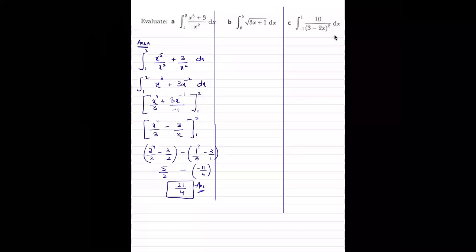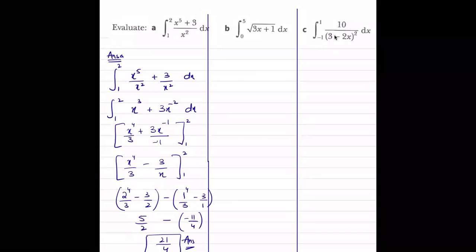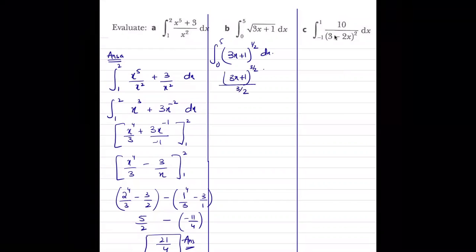Okay, so for the second part, we are going to first write our function as 3x plus 1 to the power of half, and then integrate this bracket. So that is going to be 3x plus 1 to the power of 3 upon 2 divided by 3 upon 2, and you're going to apply the limits 5 and 0. So if you simplify this further, you're going to get 2 upon 3 times 3x plus 1 to the power of 3 upon 2. Limits are 5 and 0.